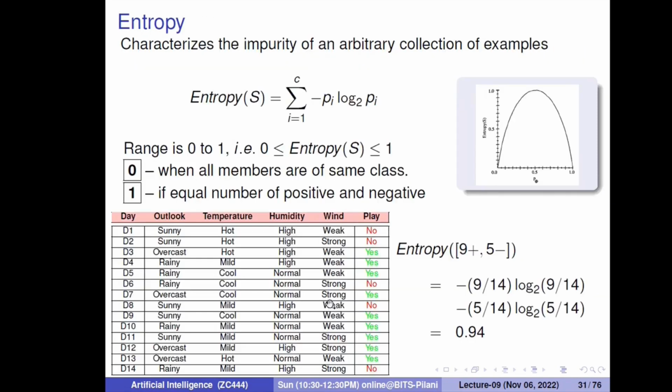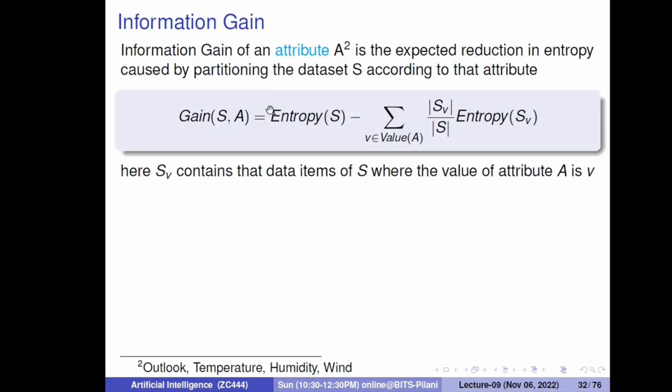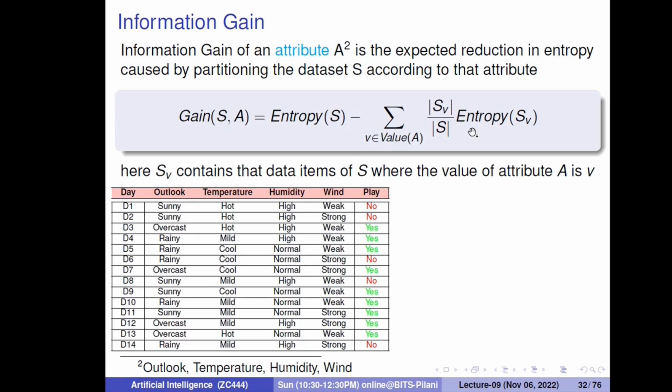Now I am going to define another thing that is called the information gain of a particular attribute. How many attributes are there? 1, 2, 3, 4: outlook, temperature, humidity, and wind. These are the attributes. So with respect to every attribute, I have to define what the information gain is. The formula for information gain is this: find out the entropy and then the summation for all the values, SV upon S, and then multiply by the entropy.